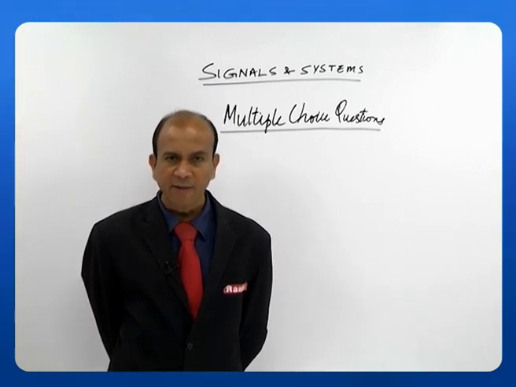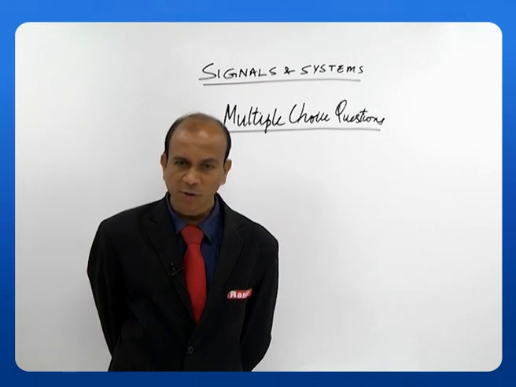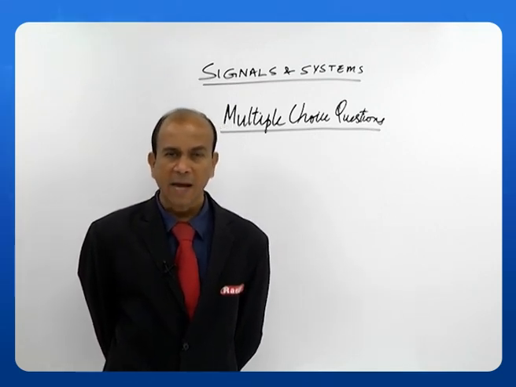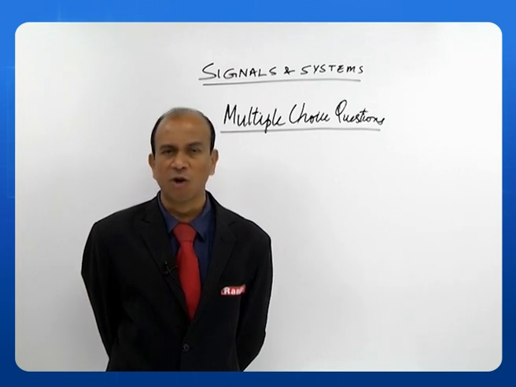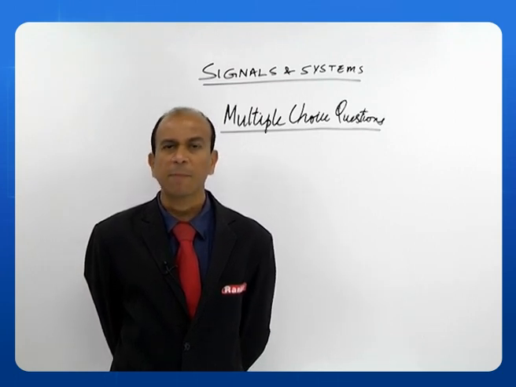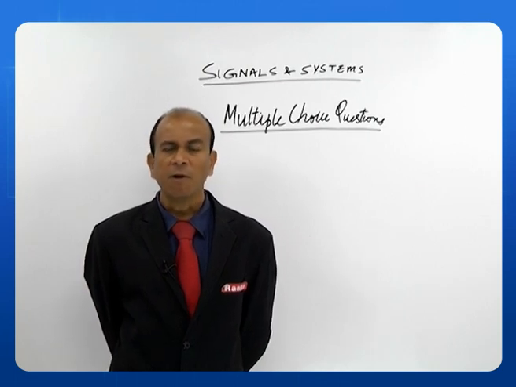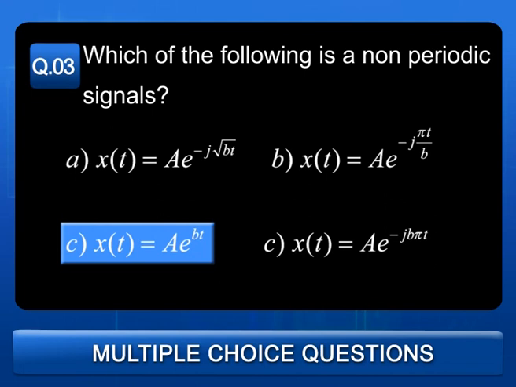So A is a complex exponential signal. If you look at B, it is also a complex exponential. D is also a complex exponential, whereas C happens to be the only signal which is not a complex exponential, but a purely exponential signal. So this becomes a non-periodic signal. So the answer is C.